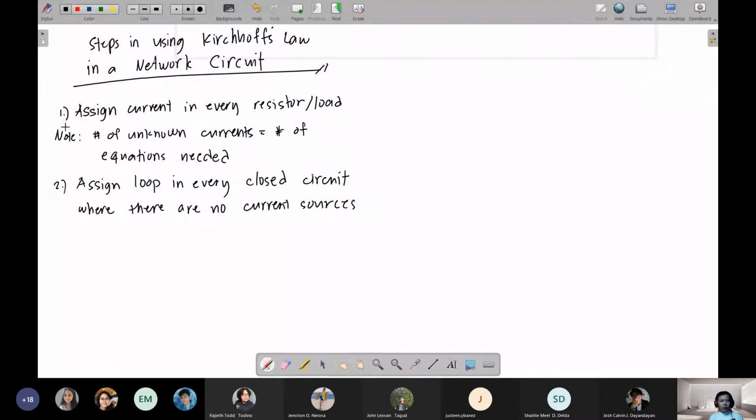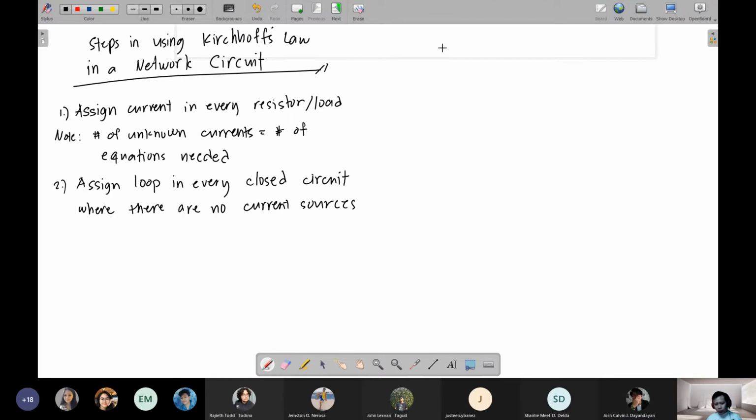So, kung number 1, assign current ka, sa number 2, assign loop ka. Of course, when you assign a loop, it should be a closed circuit. Mag-loop ka sa open circuit, walay loop mapurma. You cannot form a loop in an open circuit. You can only form a loop if that is a closed circuit. But take note that you assign this loop in a closed circuit where there are no current sources. Why? Don't worry, I will explain that when I give an example and apply the steps to the example. It's much easier to explain this scenario in number 2 during the example.